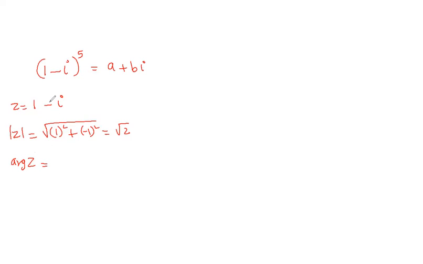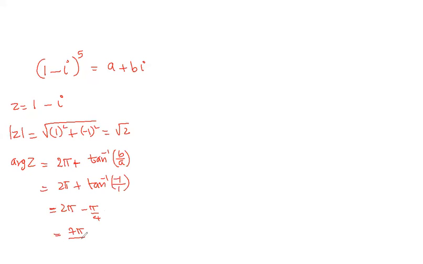So fourth quadrant, you have a choice. Either you can write 2 pi plus tan inverse b by a, or minus. So 2 pi plus tan inverse minus 1 upon 1. So 2 pi minus pi by 4. So that is 7 pi by 4. Is it okay? Yes, sir.